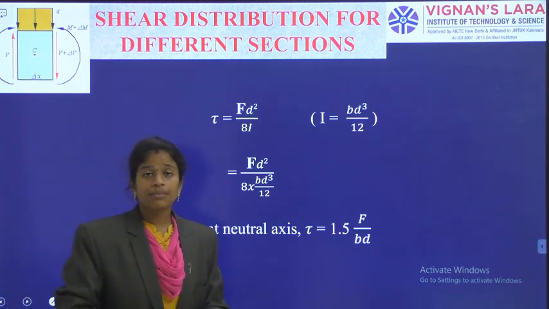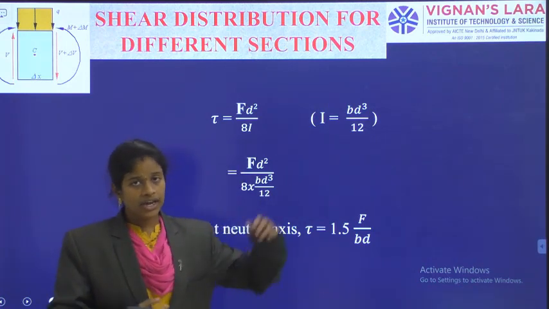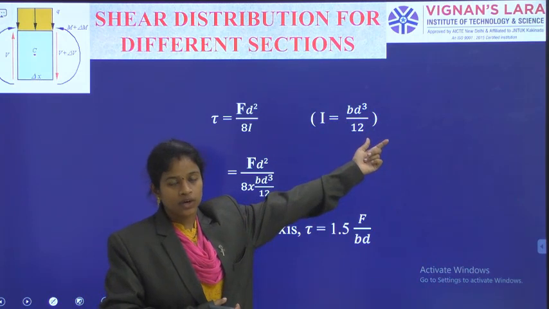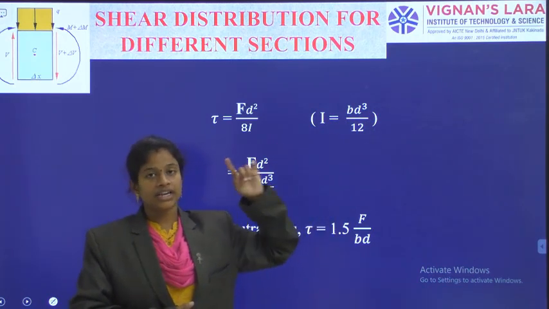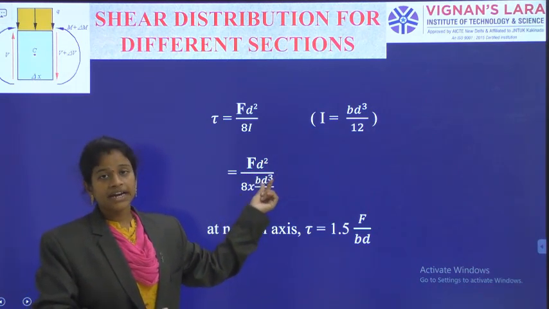And F d square by 8I. Just now only we have said I will substitute later whenever it is needed. Now the moment of inertia I is equal to bd cube by 12, as it is a rectangle and the neutral axis is its own centroidal axis. That's why F d square by 8, bd cube by 12.